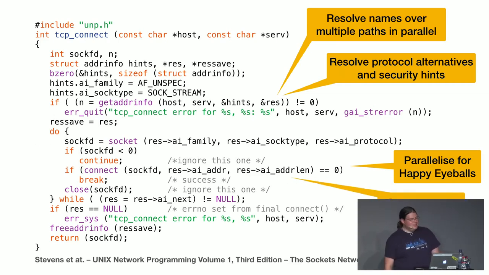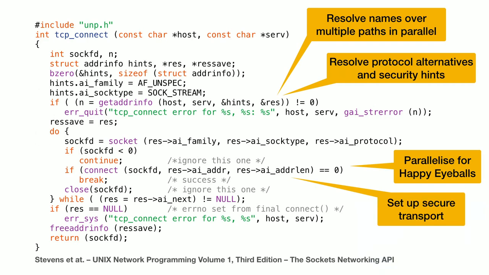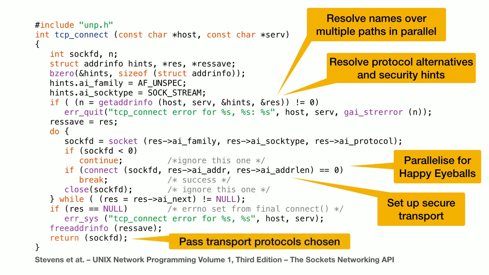Then we need to set up a secure transport, for example SSL, which is not part of the socket API, but a separate library you're using, and you take care of that separately. And finally, you have to pass the chosen transport protocol, whether you use TCP or QUIC or whatever, back to the application, because the socket may have slightly different semantics depending on what you chose.